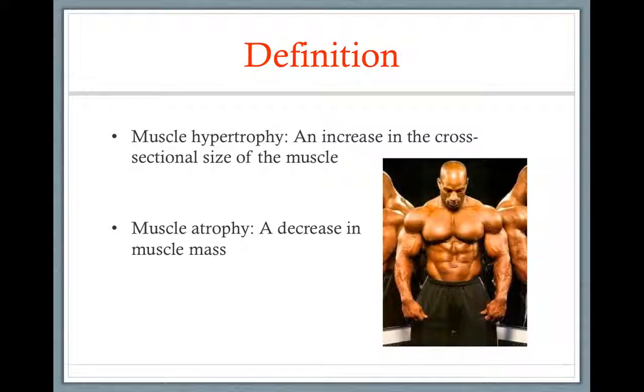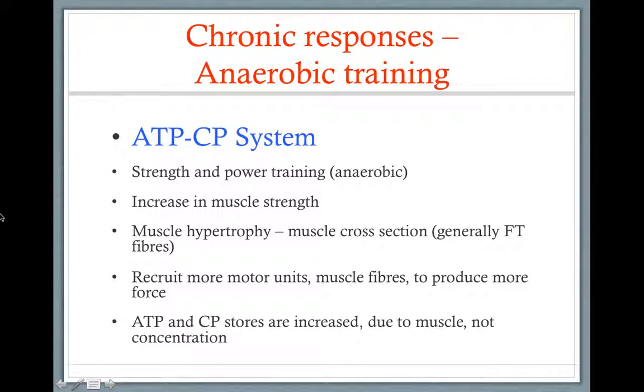We will lose some muscle mass. Another good example of muscle atrophy is if you've ever seen someone that's broken their arm and had it in a plaster, and they get it out of the plaster and there's one little stick arm and one big arm. It's because the muscles in that arm haven't been used. So hypertrophy is an increase, atrophy is a decrease.